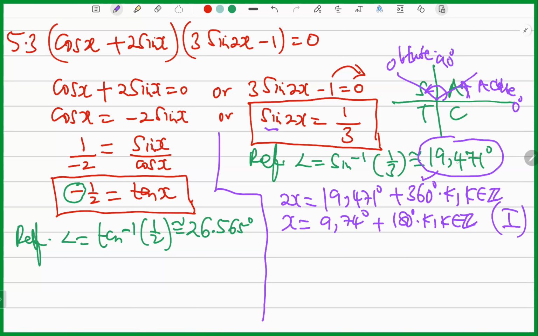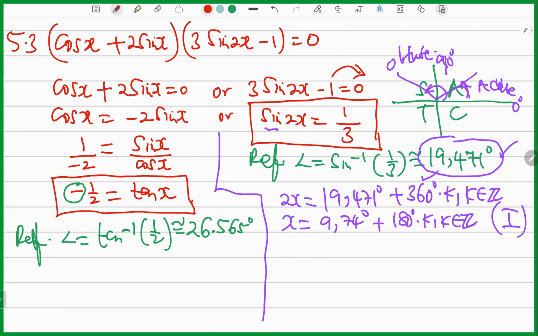So surely the angle 19.471 is an angle between 0 degrees and 90 degrees, which is acute. So it is smaller than 90. Okay. So we continue and we find one more angle.